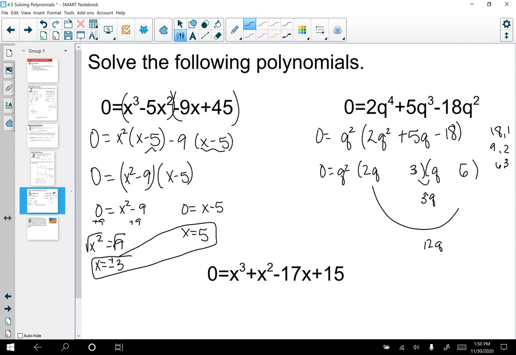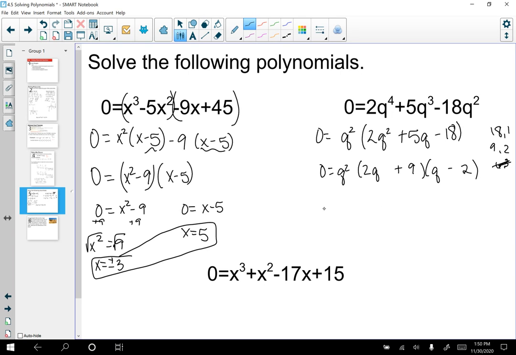Anyway, with 3 and 12, I can get to 5? No. So then I can cross 6 and 3 off my list, and I move up to 9 and 2. And I get 9q and 4q. Anyway, with 9 and 4, I can get 5. Yep. If I need positive 5, so I'm going to add 9 and subtract that 4.